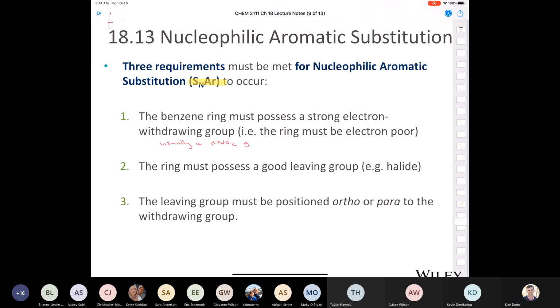Usually a nitro group. And this question does come up on the ACS final. I've seen SNAr come up on it almost every time, and they always have a nitro group in the ring, so no stress there. It's always going to be a nitro.